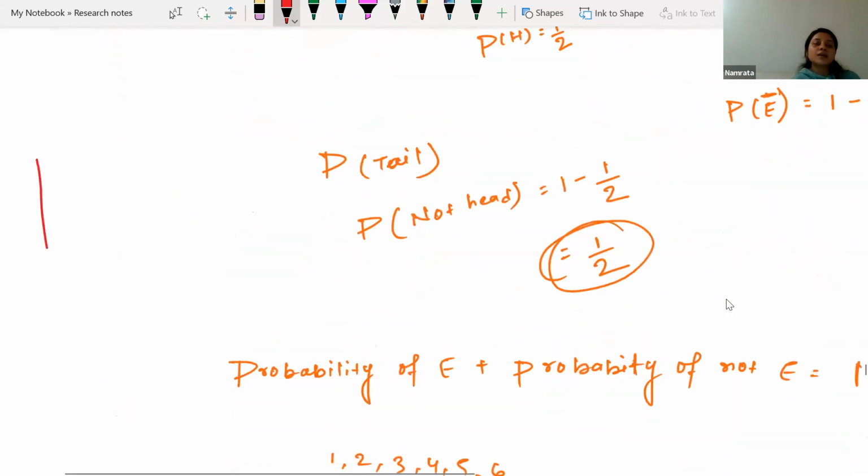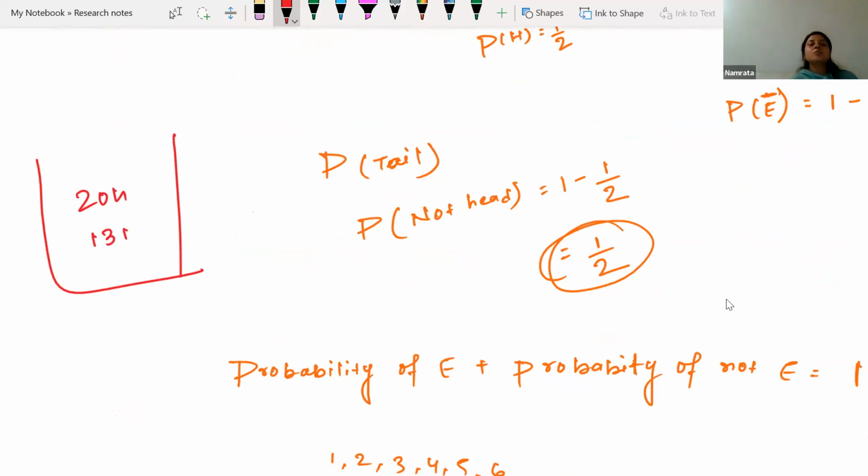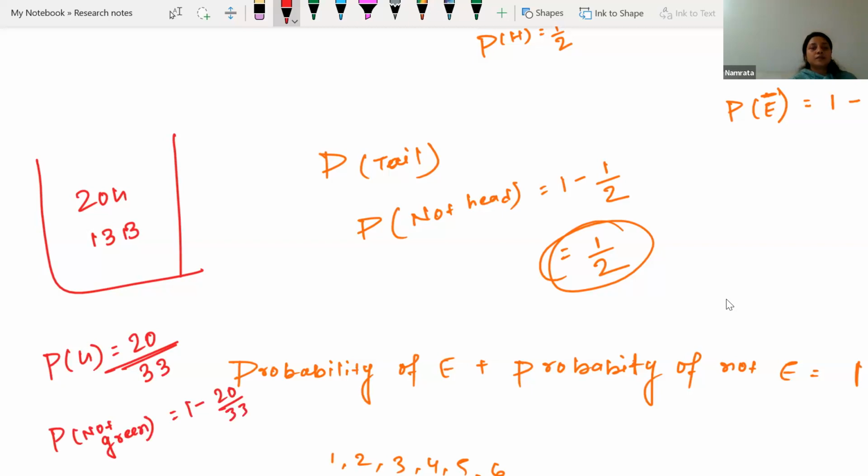Suppose we have a basket containing 20 green balls and, let's say, 13 blue balls. So the probability of getting a green ball will be 20 over 20 plus 13, that means 33. And the probability of not getting green will be 1 minus 20 by 33. Okay.